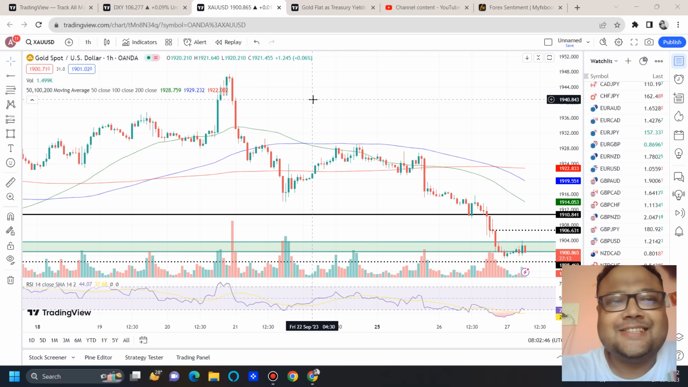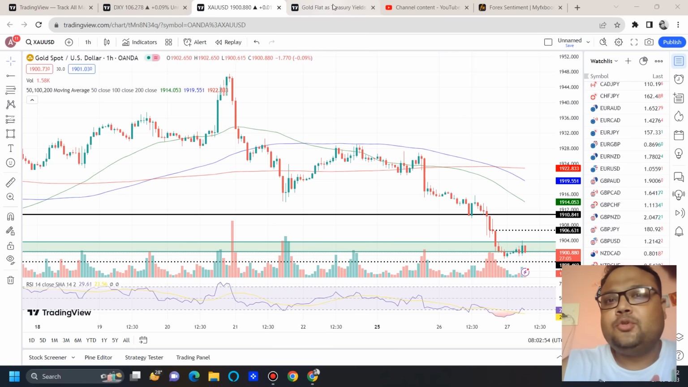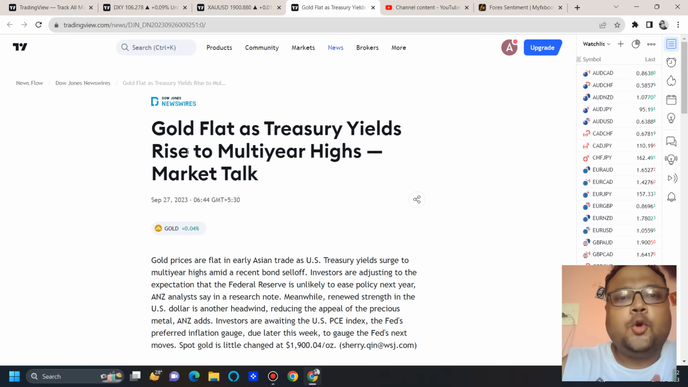So let's get started. My dear friends, this is the chart of gold USD in front of us. And finally, gold is standing at the 1900 level, the crucial level. Gold flat as treasury yields rise to multi-year highs. You must be shocked right now. What the hell? Okay, gold is flat.